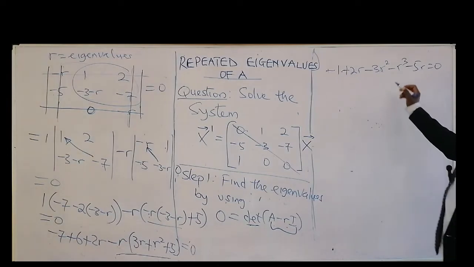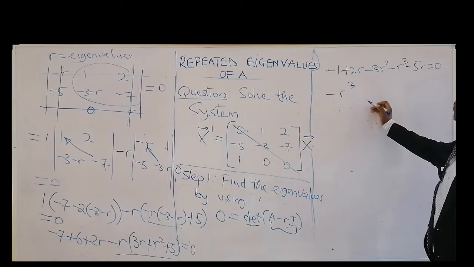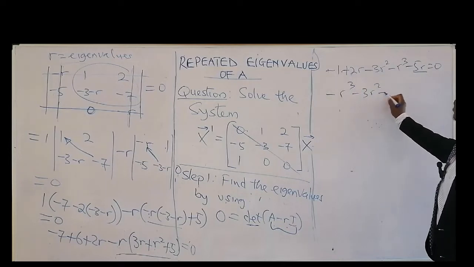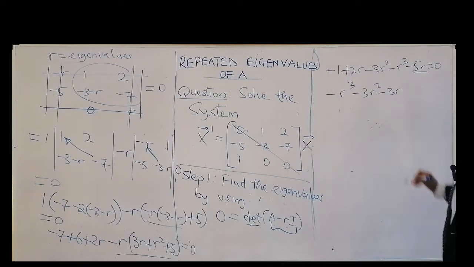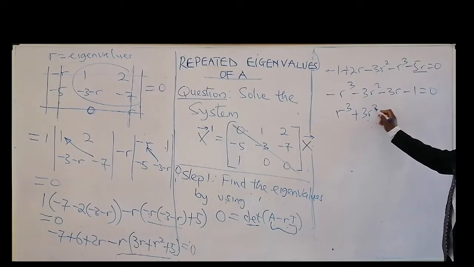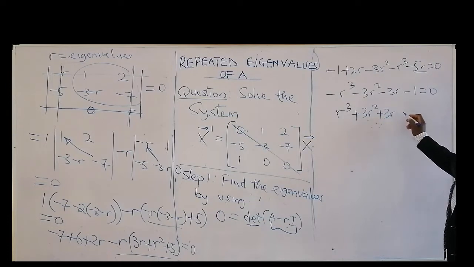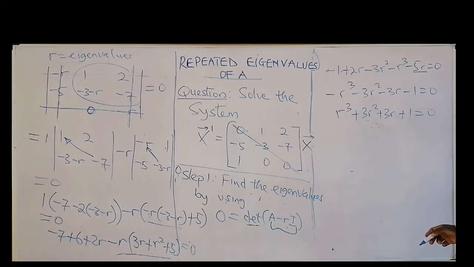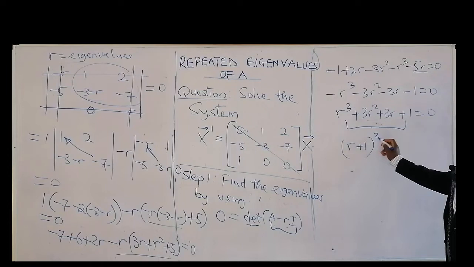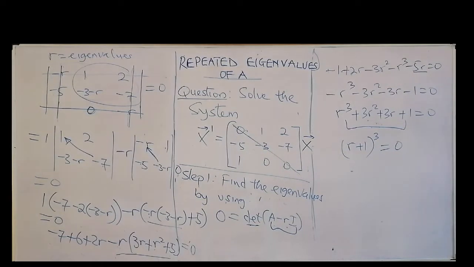Then we can do the arrangements. We have minus r cubed, followed by 3r squared, minus this plus this, that's minus 3r, and then minus 1 equal to 0. So we can multiply all through by minus, and that will be r cubed plus 3r squared plus 3r plus 1 equal to 0. So this expression is the same thing as what? (r plus 1) cubed equal to 0. Okay? And if you don't know this one, just use your calculator and get the value.